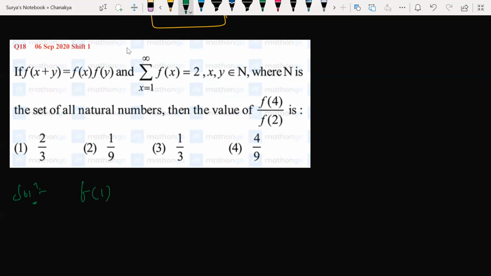Let's talk about f of 1. Let f of 1 be equal to k. So f of 2 is equal to what? f of 1 plus 1, isn't it? Which can be written as k square. 1 plus 1 is what? k square.